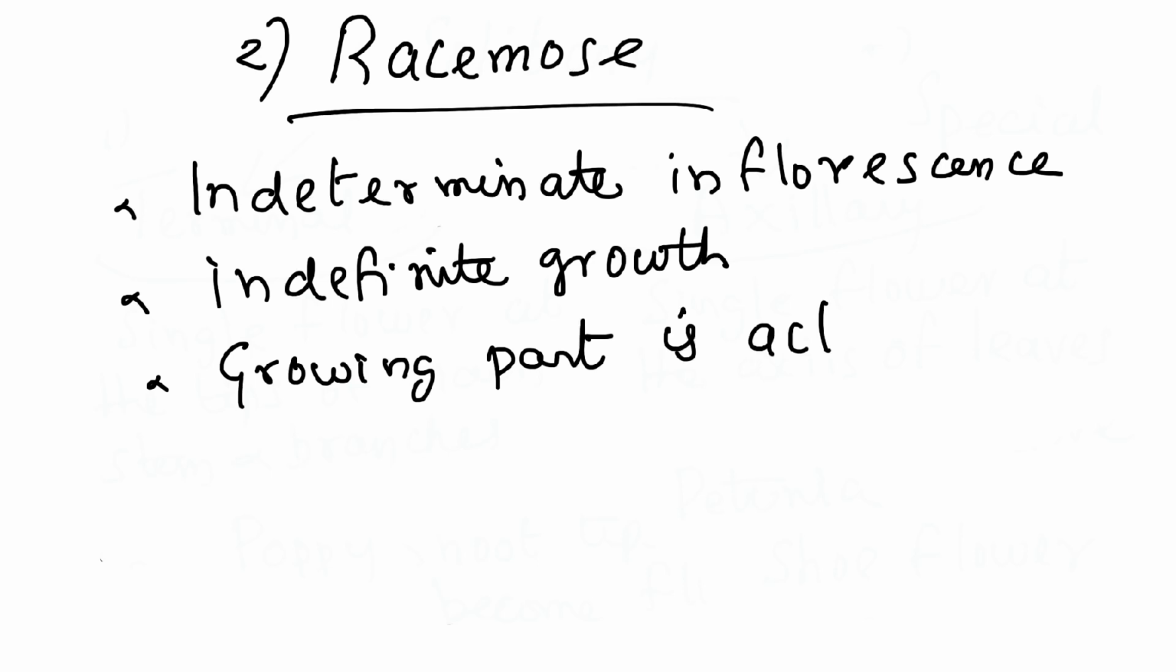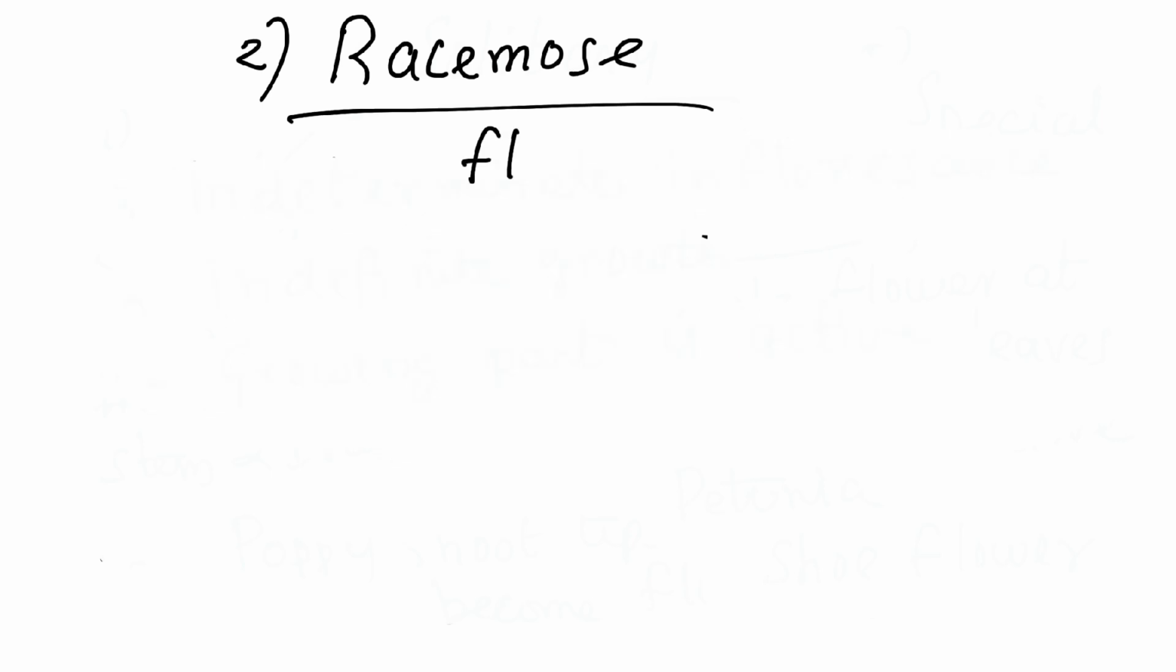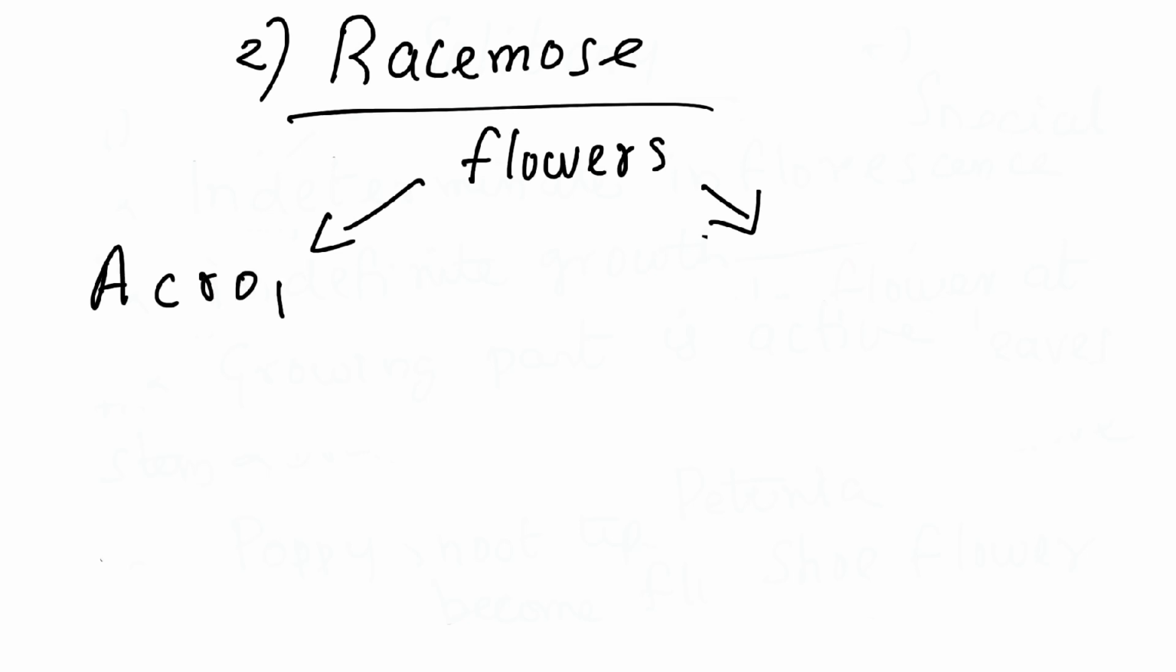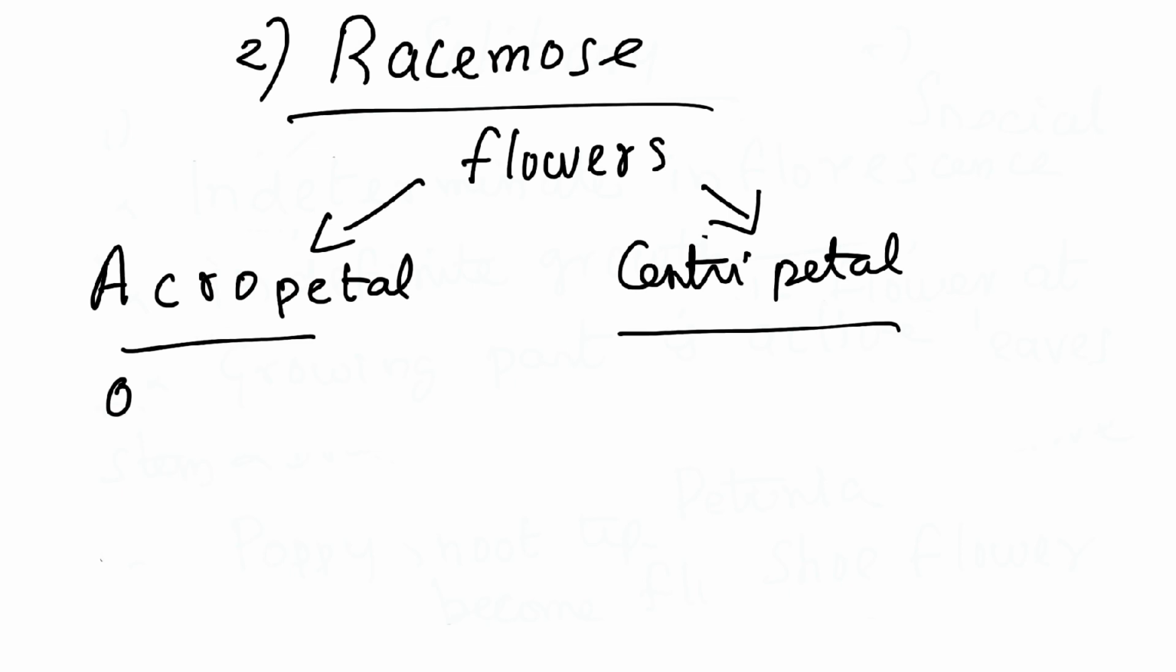So it's not like ending at that point, it's continuously growing. So it's an indeterminate inflorescence showing indefinite growth. And in racemose you have two kinds of flowers. Understand that two kinds in the sense of how the flowers are placed.